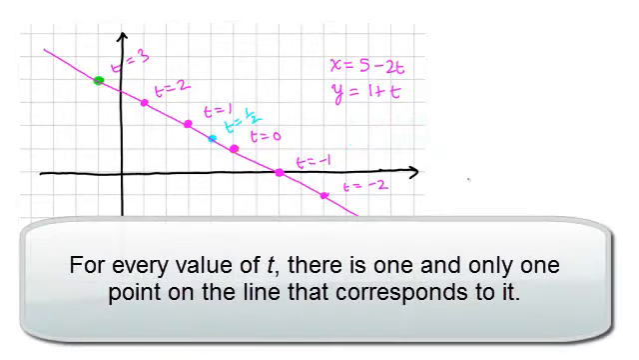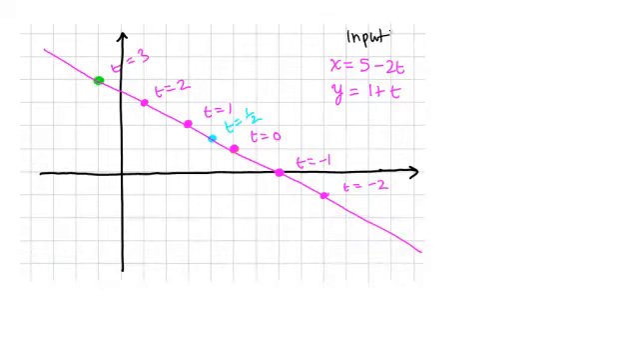For any value of t, there is one and only one point on this line connected to it. That sounds an awful lot like a function. We could think of t as an input value. And then we could think of x and y as a pair of output values. And so what we have is a function whose input values are real numbers t, but whose output values are x's and y's. Let's formalize this idea and revisit this example.